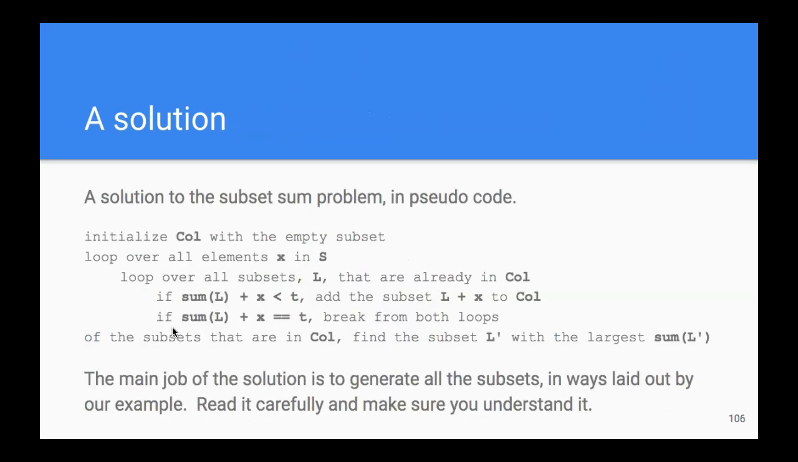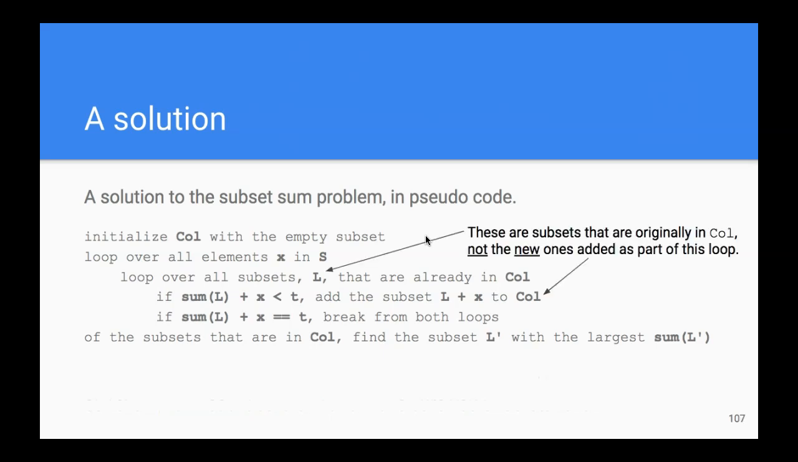Okay, and here is the formal solution written in pseudocode to the subset sum problem. I'm not going to read through this. I want you to read this yourself and make sure that you really understand it. But this pseudocode here basically describes what we just saw in our example, how we generate all the possible subsets. Okay, so read this, please.